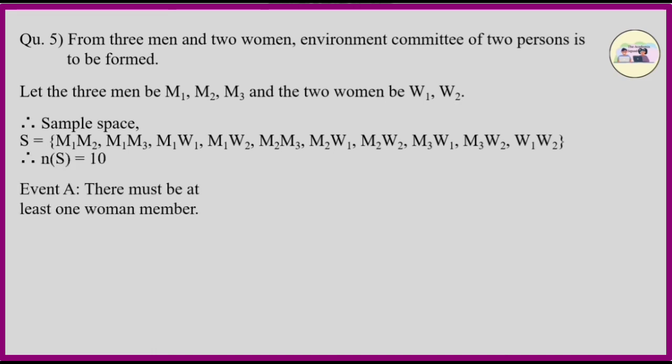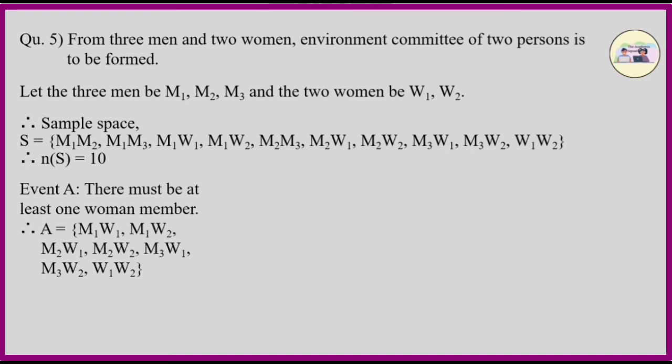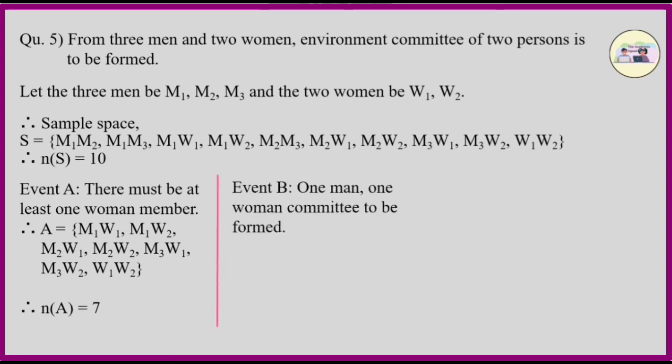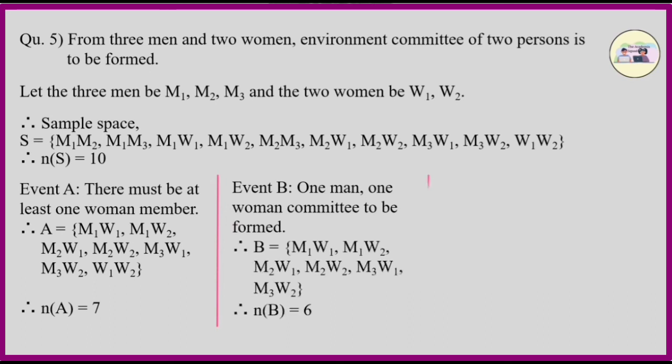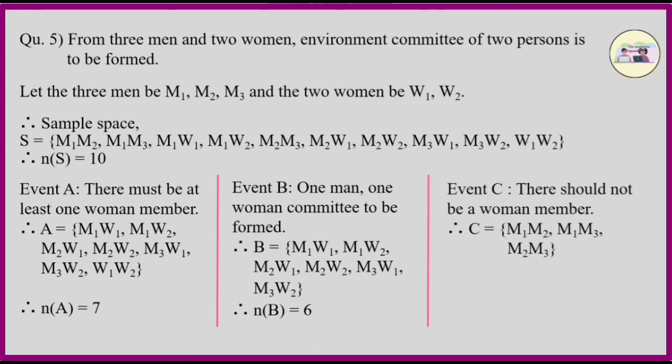Condition for event A, there must be at least one woman member. Therefore, {M1W1, M1W2, M2W1, M2W2, M3W1, M3W2, W1W2}. Therefore, n(A) is 7. Condition for event B, one man, one woman committee to be formed. Therefore, {M1W1, M1W2 and so on}. So we get n(B) is equal to 6. Condition for event C, there should not be a woman member. Therefore, {M1M2, M1M3, M2M3}. Therefore, n(C) is 3.